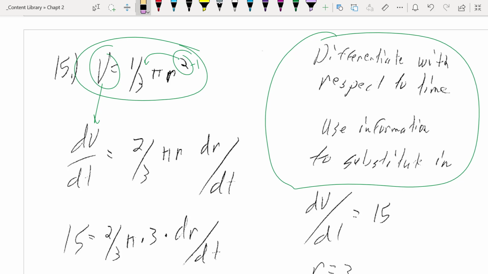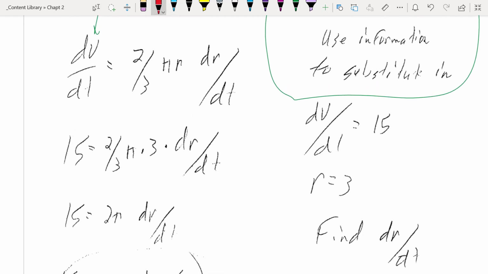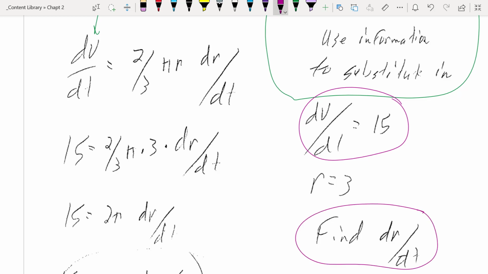Now that I've done that, it's just a matter of using substitution. Reading the original problem, it says that water is flowing in at the rate of 15 cubic feet per minute. Well, that would be dV/dt, because that is describing how the volume is changing. This says find the rate at which the radius is changing, so I'm going to find dr/dt, when the radius is equal to 3. So now it's just a matter of substitution.